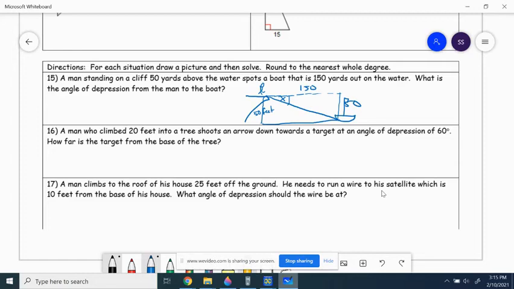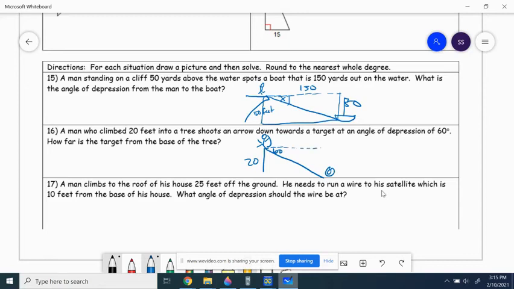Number 16: a man who climbed 20 feet into a tree shoots an arrow down at a target at an angle of depression of 60 degrees. How far is the target from the base of the tree? All right, so here's my man up here, shooting a bow at a target that's down here. We know this is 20 feet, and the angle of depression would be here, and we know our angle, so this would be 60.